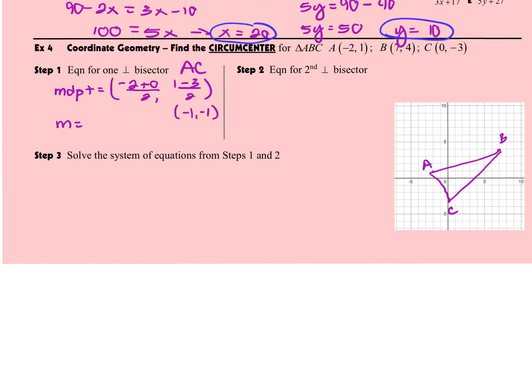And when I find my slope, that's going to give me a 1 plus 3, because I'm flipping that minus a negative, and a -2 minus 0. So the slope of AC is actually -2. So my perpendicular slope is the one that I actually want to work with, and that's a 1/2.